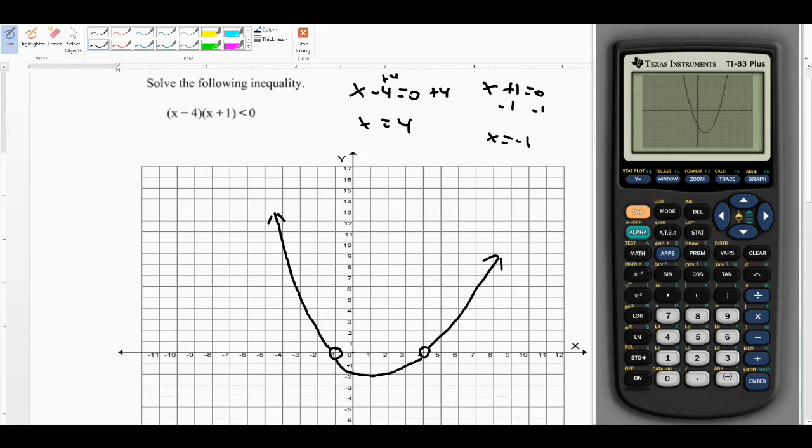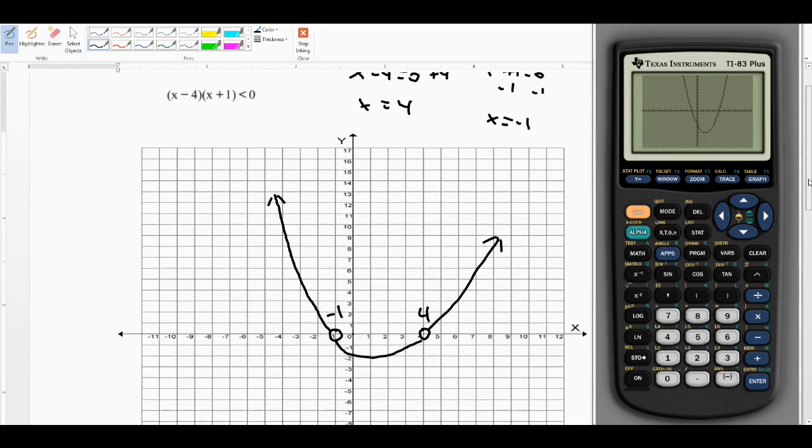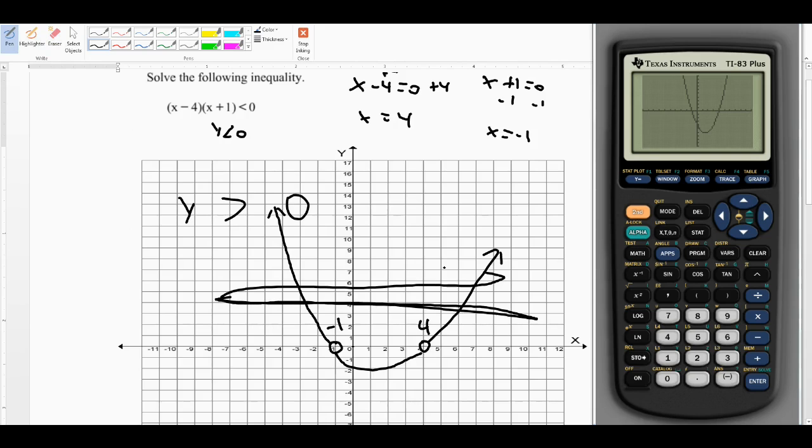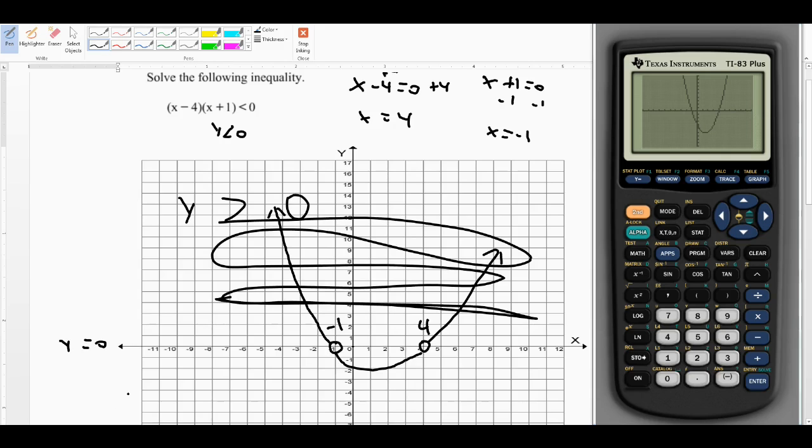These two values, -1 and 4, are called critical values, and they're really all we need to know because of the less than. Less than means I don't have to look at anything above the x-axis, because this is like saying where is y less than 0. Up here, y is greater than 0, all the way up here, so I'm going to mark all that out. I don't want that. And y equals 0 is on the x-axis, and y less than 0 is everything below the x-axis.